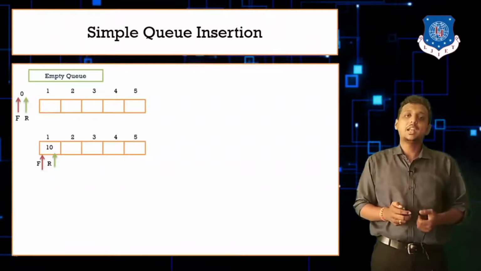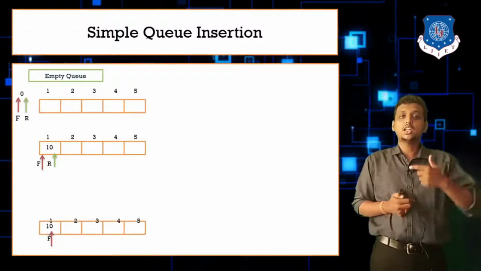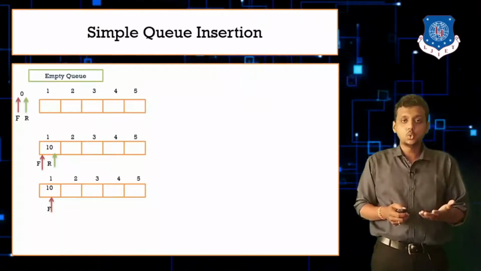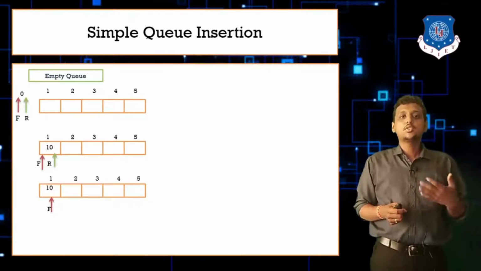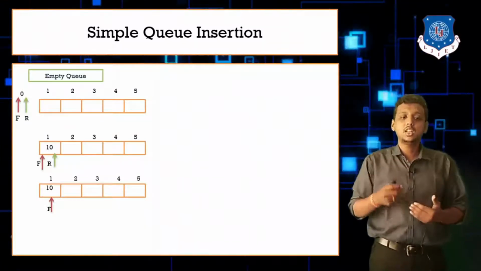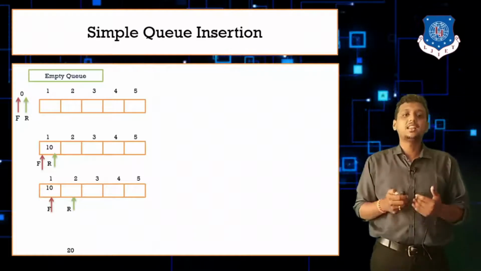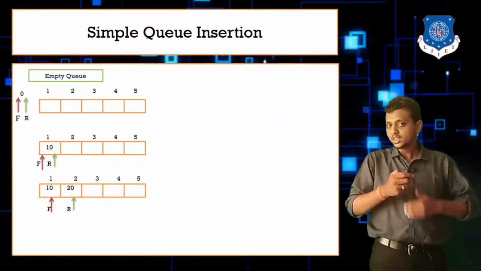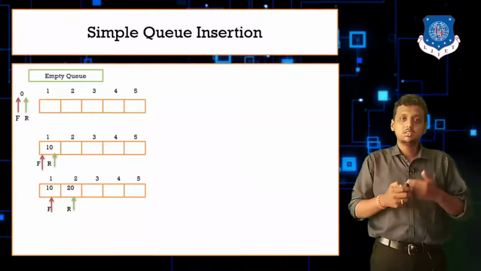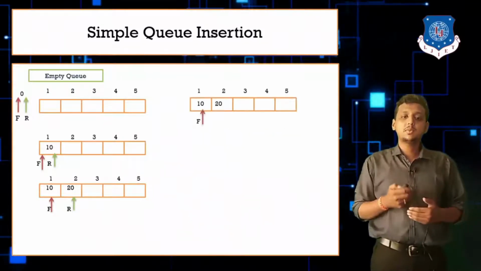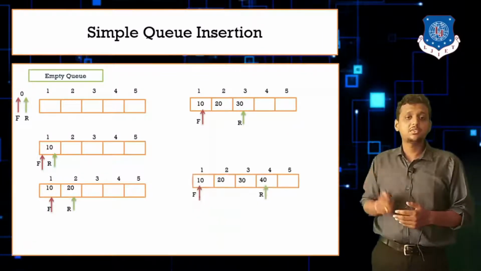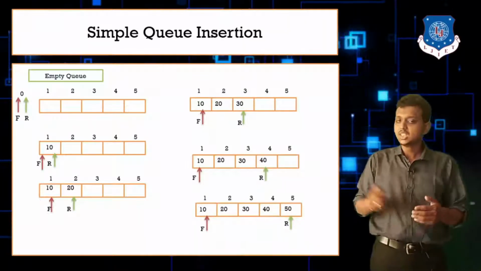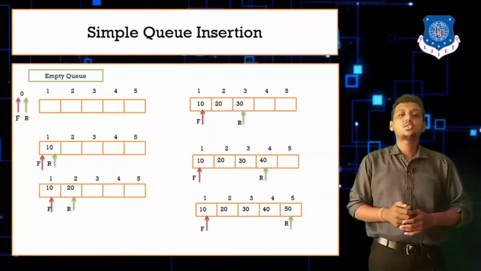If I want to insert 20, then what happens? Again, I need to check the condition. Right now my front pointer and rear pointer both are at 1. So what to do? We just need to increment the rear. Rear will take the place of 2 and then 20 will be inserted over there. Same process will be done again and again. So this is my figure after insertion of 30. This is the figure after insertion of 40. And the last one after insertion of 50.